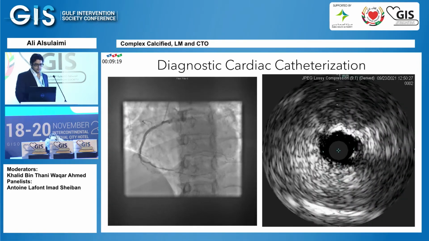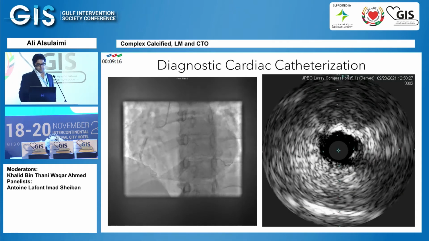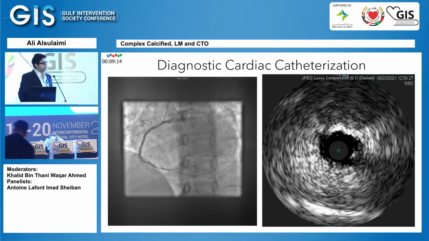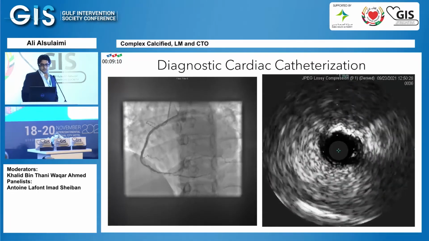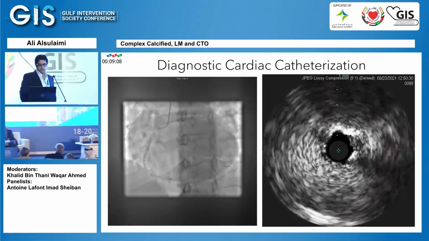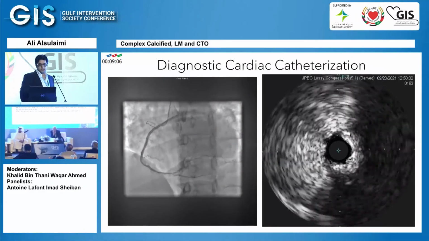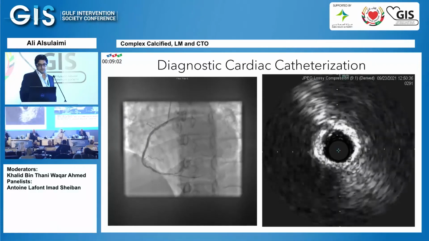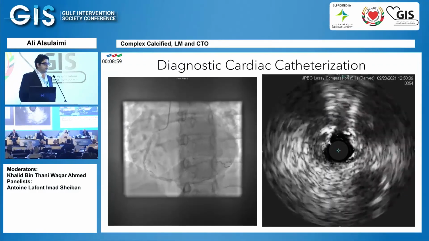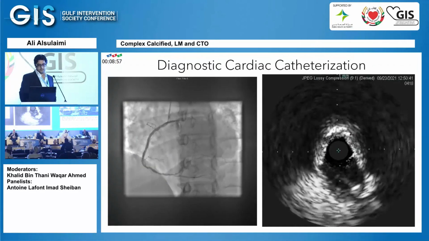Then the right side, there's a patent stent proximally, and then distally at the bifurcation of the PDA PLV, there's severe disease. This is IVUS run just to highlight the calcification that you see in the LAD. It's pretty much all calcified. Ostially, there's circumferential calcium, as you can see here.